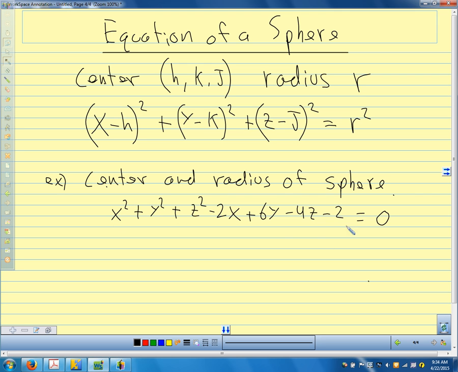So let's find our equation here. I'm going to group the x's and the y's and the z's. x squared minus 2x plus y squared plus 6y plus z squared minus 4z equals 2. No leading coefficients, so this is nice, easy to complete the square here.